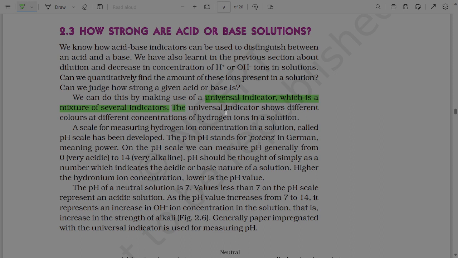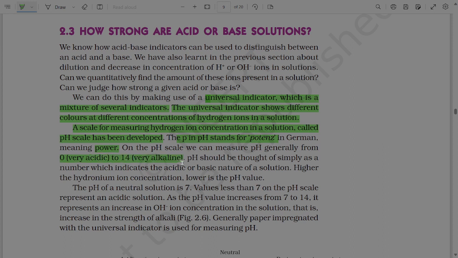The universal indicator shows different colors at different concentrations of hydrogen ions in a solution. A scale for measuring hydrogen ion concentration in a solution has been developed, called the pH scale. The P in pH stands for potenz in German, meaning power. On the pH scale, we can measure pH generally from 0 to 14. 0 means very acidic, 14 means very alkaline or basic.